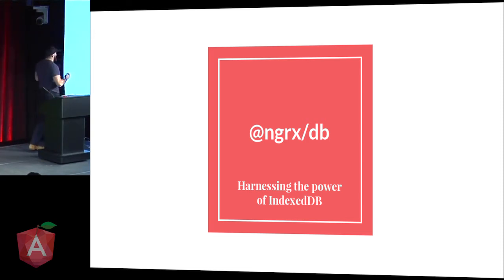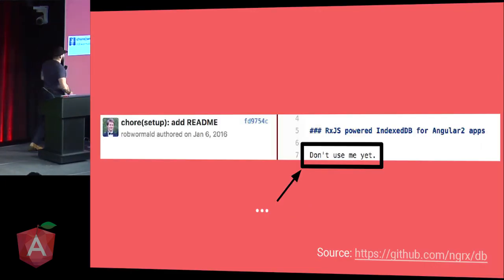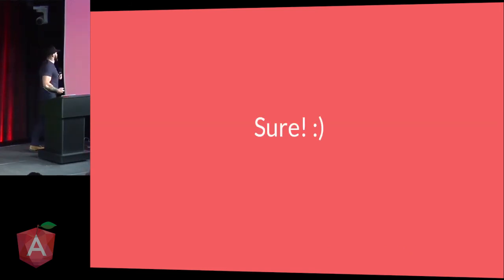ngrx DB is the ability for us to store data directly into IndexedDB. Unfortunately, it's not usable right now, apparently. At least it was in 2016, so I don't know what happened since, but I'm still going to use it.